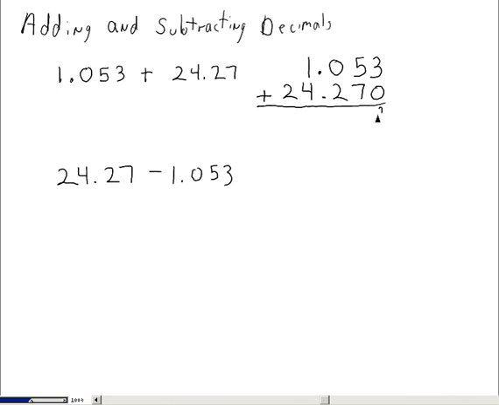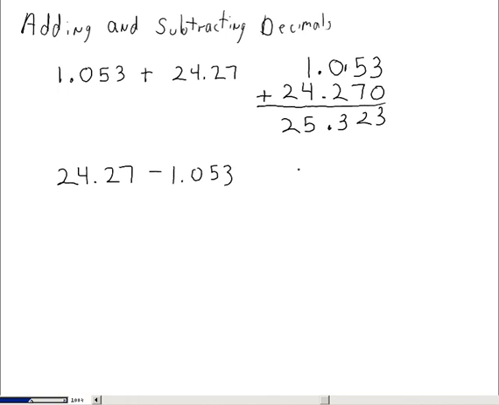3 and 0 is 3. 5 and 7 is 12. Let me carry my 1. And I get 1 and 2 is 3. Here's a decimal point. 4 and 1 is 5. And here's a 2. So what do I end up with? Well, I get 25.323, which is the same as 25 and 323 thousandths.